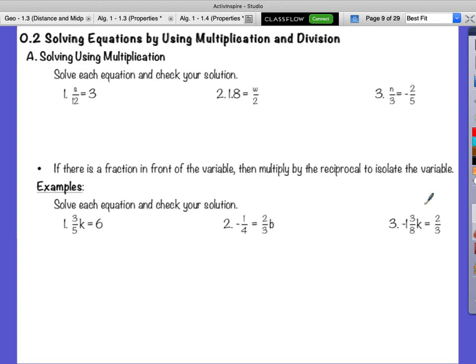I asked you guys to finish the third one. We had set it up. We had said negative 1 3/8 is the same thing as negative 11/8. We converted that to an improper fraction. We did that before we left.